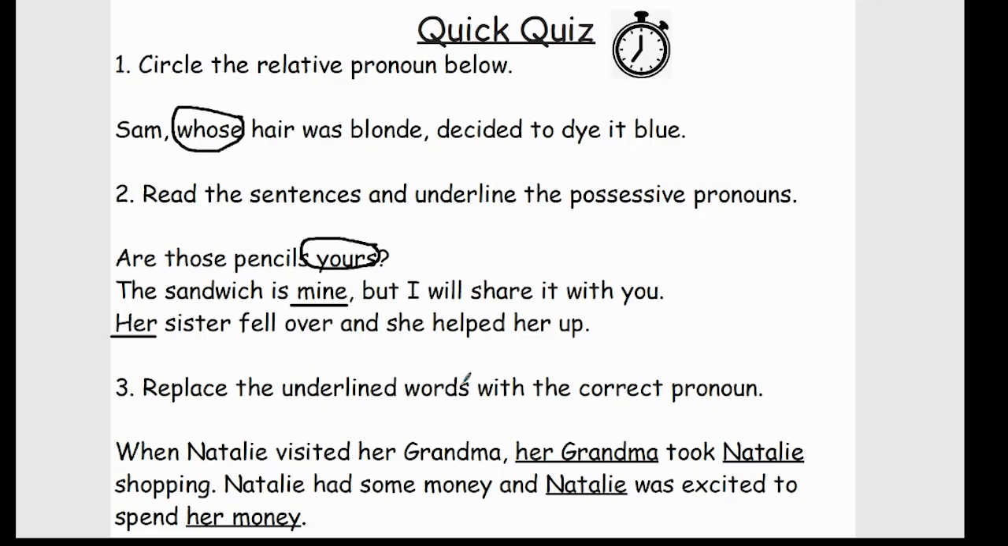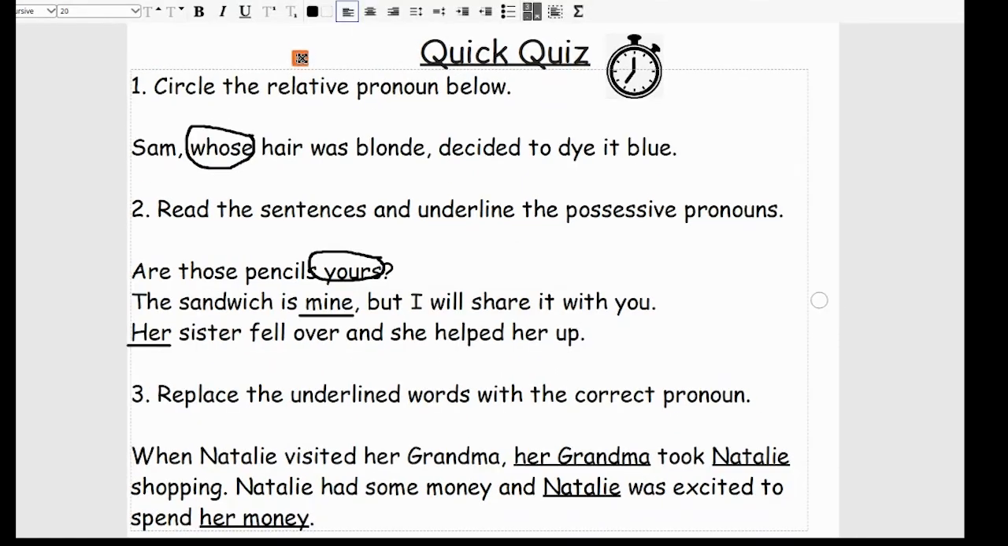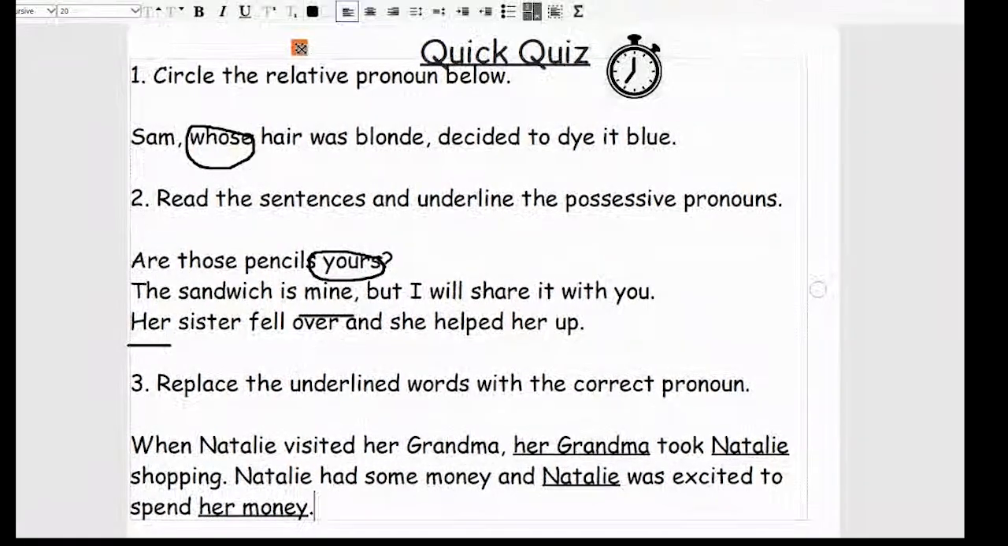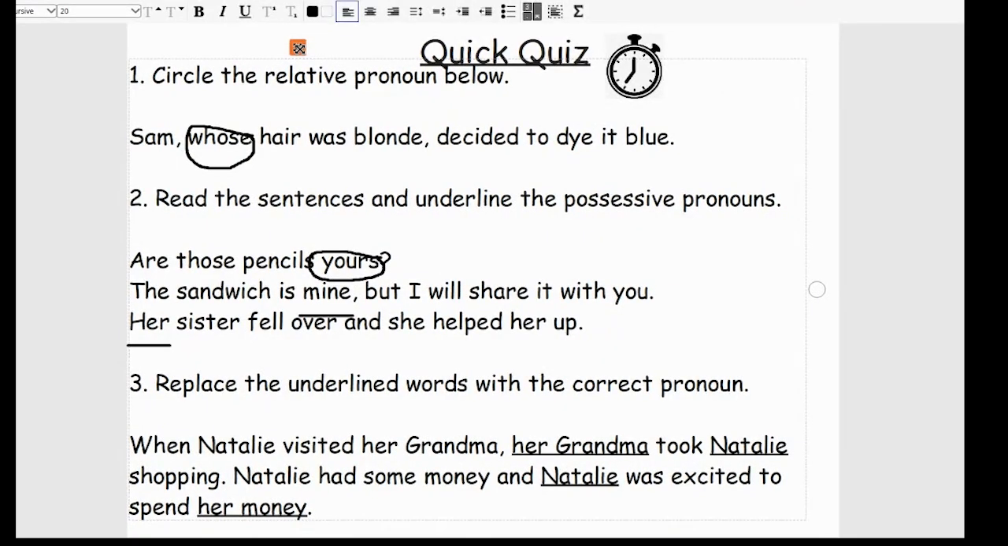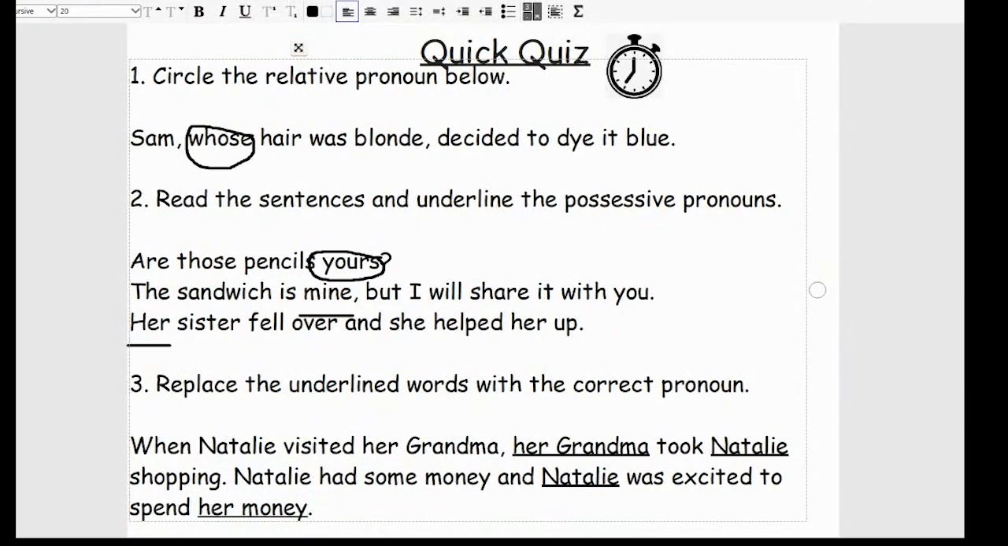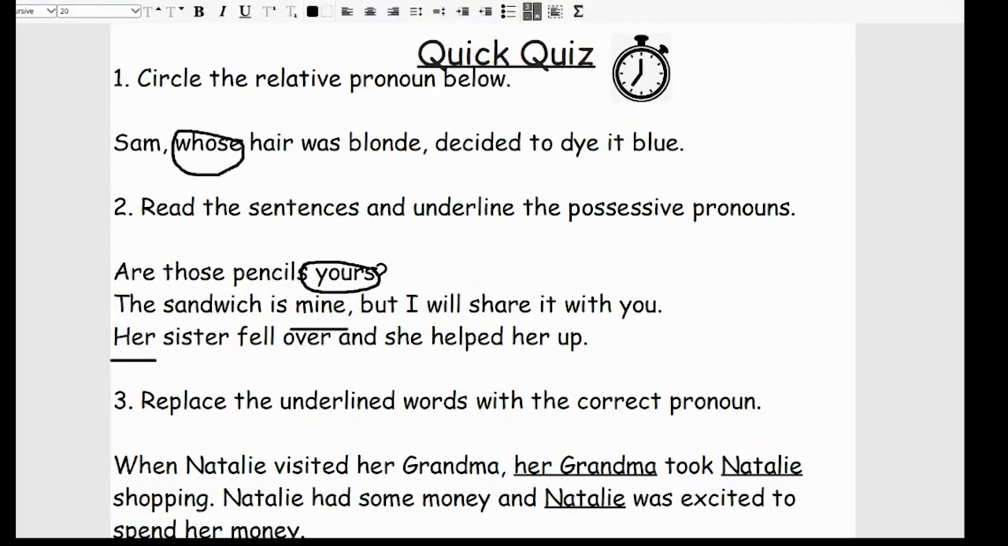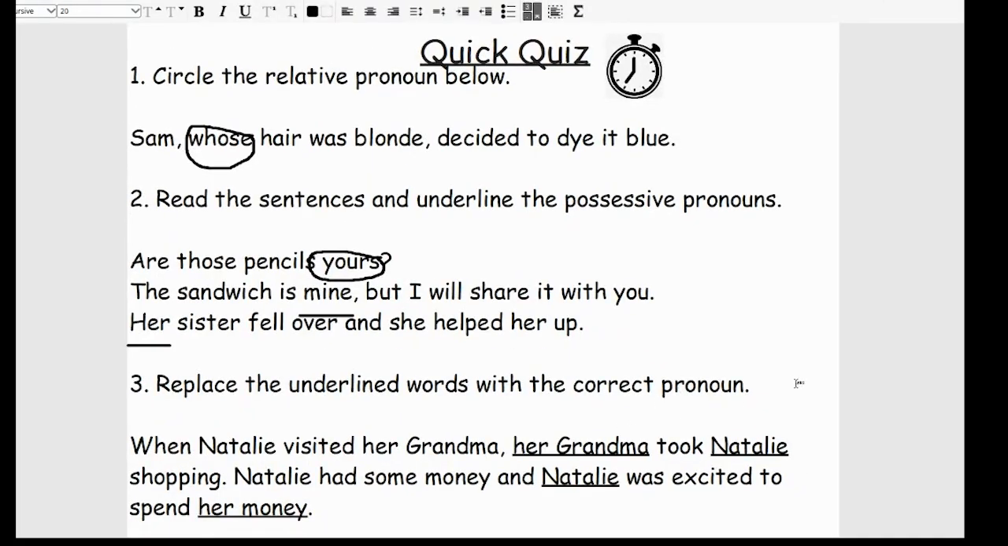And then, replace the underlined words with the correct pronoun. So let's have a quick look at this one. So we have, when Natalie visited her grandma, her grandma took Natalie shopping. Natalie had some money and Natalie was excited to spend her money. So I would replace her grandma. So when Natalie visited her grandma, she took her shopping. Natalie had some money, and I would replace Natalie there with a she.